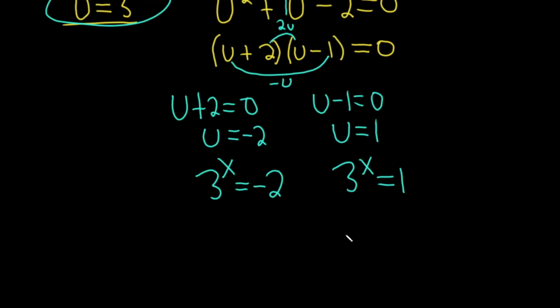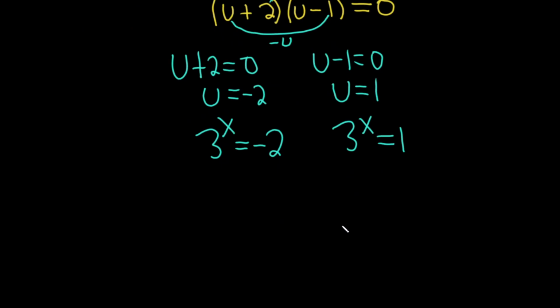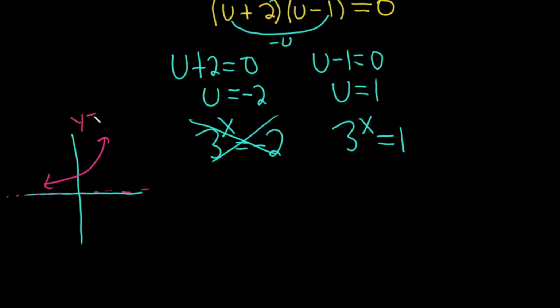So now we have to solve for x. There's a couple ways to do this, but first realize that this first one here is impossible, right? That doesn't work because 3 to the x is always positive. If you think about the graph of 3 to the x, it looks something like this. This is the graph of y equals 3 to the x. And you see that it's always greater than 0, right? This is the x-axis, this is the y-axis. So it's always above, it's always up here, so it's always positive. So it can't be negative.